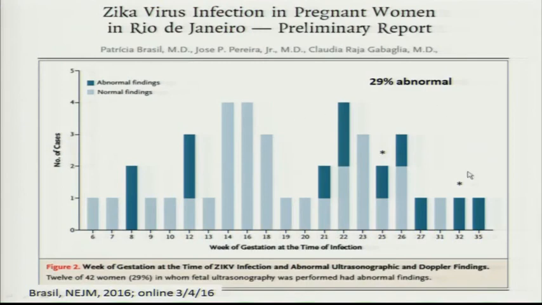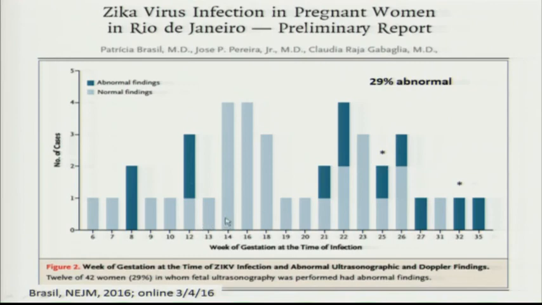This is the map over time for the women, the 42 women that had the ultrasounds, showing when their illness occurred in pregnancy. This is when they had their infection, the week of gestation. And of these 42, 29% had abnormalities on the ultrasound. And you can see that it occurred across pregnancy, so it wasn't just in the first trimester.